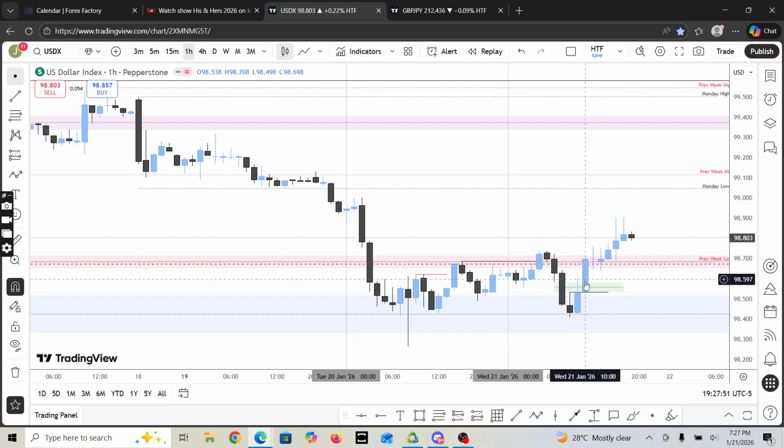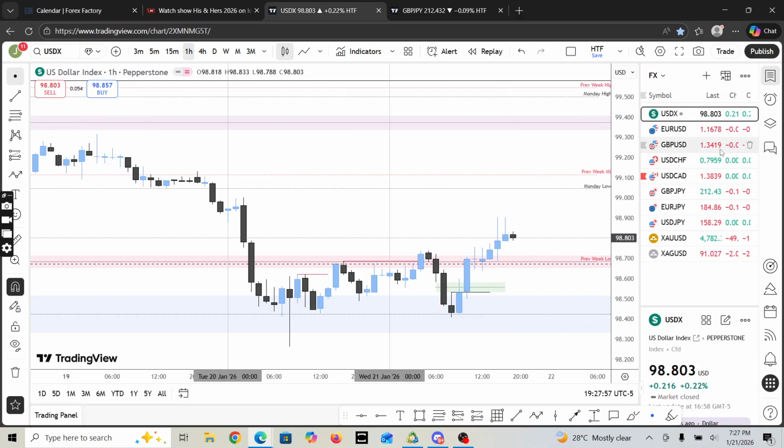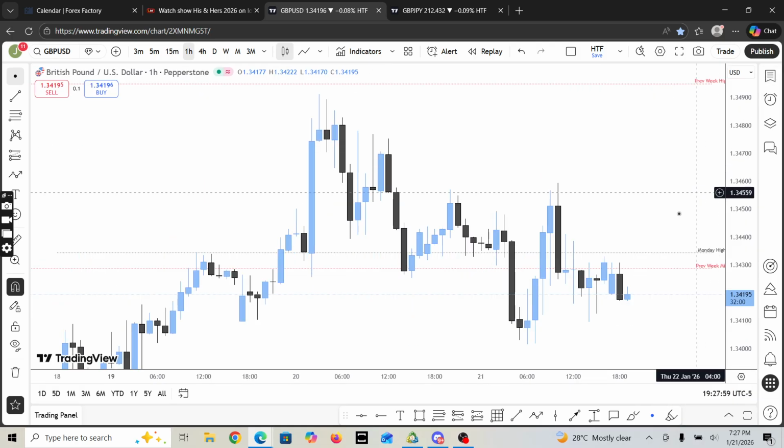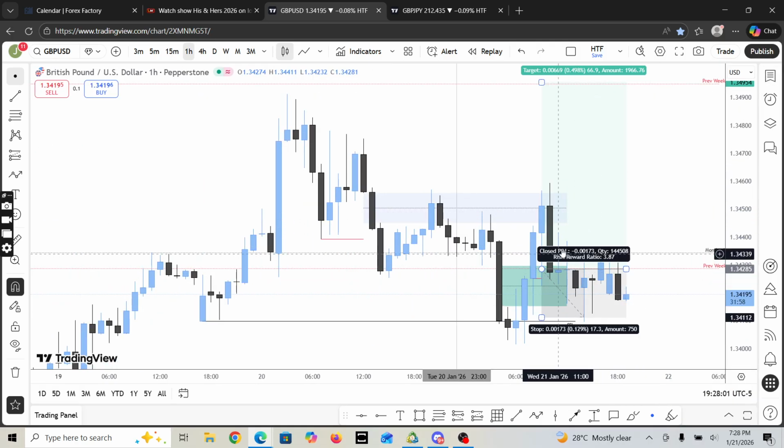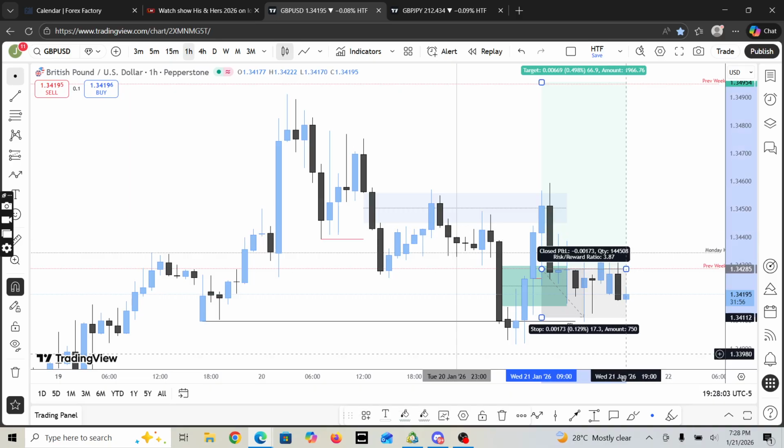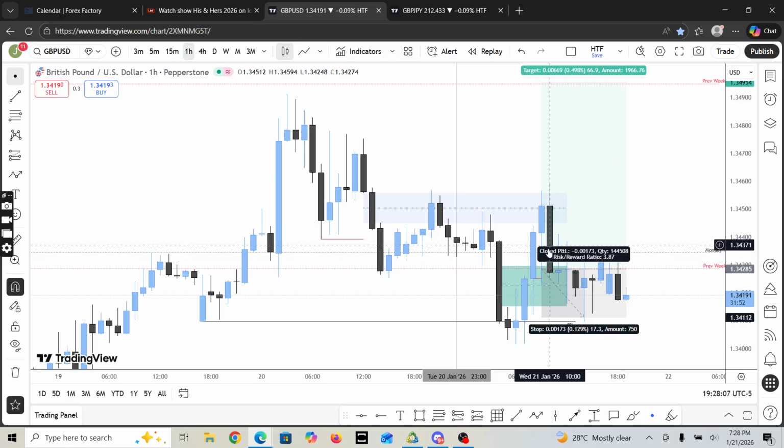As soon as I saw a bullish candle trading through this inefficiency level, I came back to cable and closed the trade around this level.